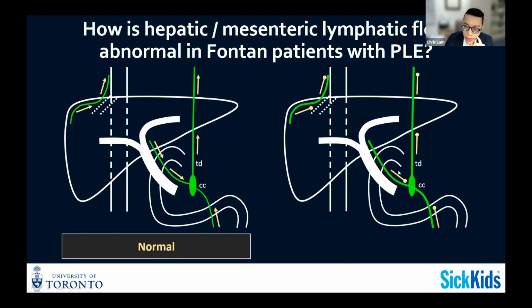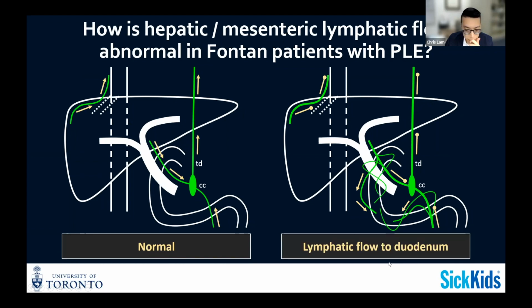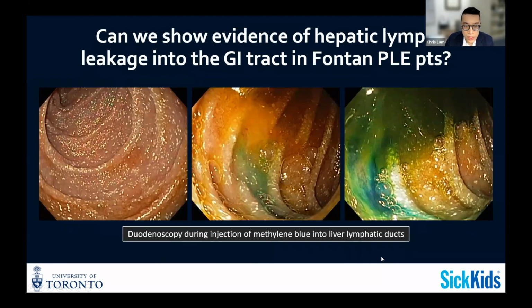So in Fontan, the lymphatic drainage is impaired, and you'll have collaterals from the liver lymphatics, especially the central liver lymphatics, into the duodenum, and potentially also from the mesenteric lymphatics to the duodenum. And this leads to PLE. So we can see this. During duodenoscopy, we can inject dye into the liver lymphatics, and very quickly in these patients with PLE, you'll see staining of the duodenum with this dye.